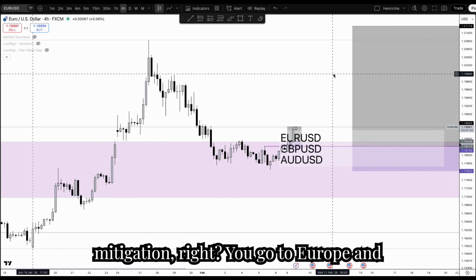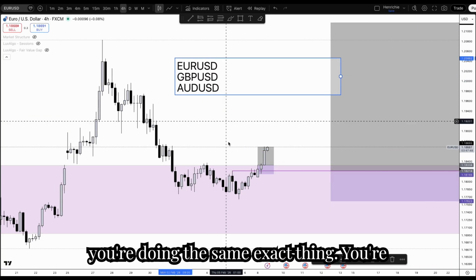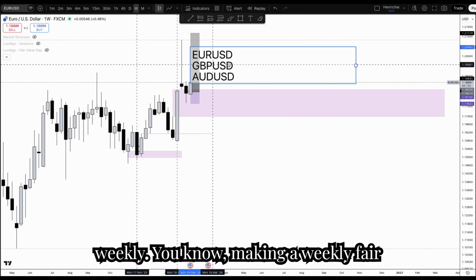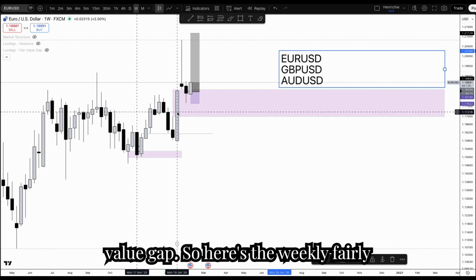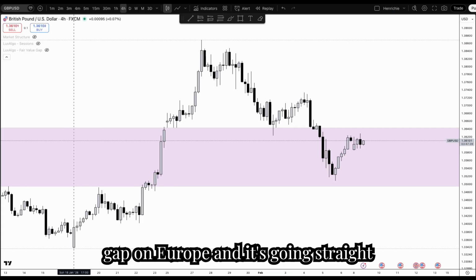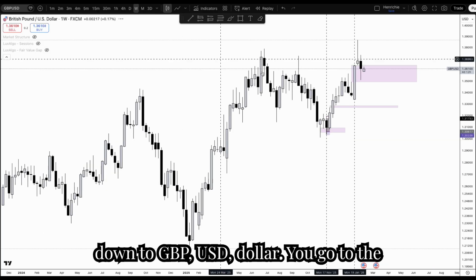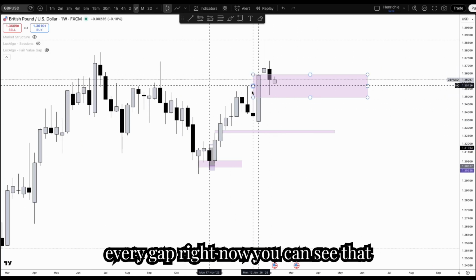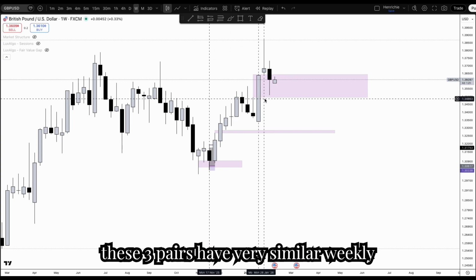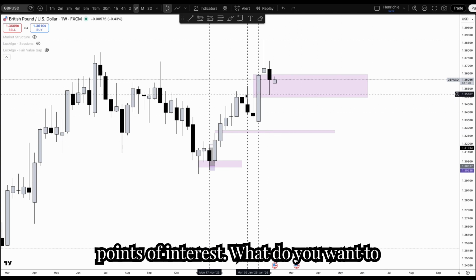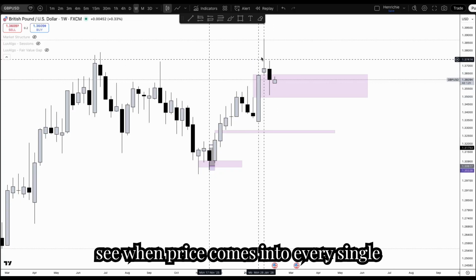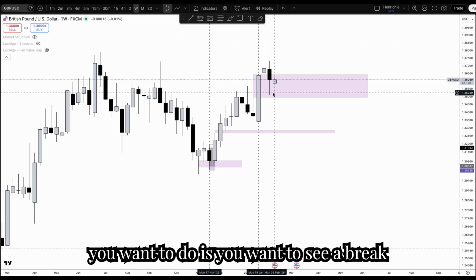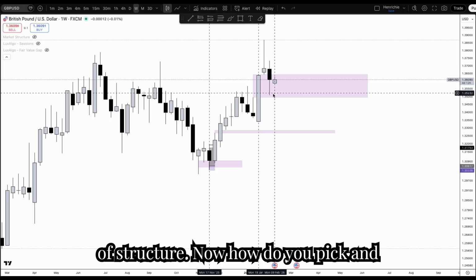You go to Euro and you're doing the same exact thing. You're looking at the weekly, and you're marking a weekly fair value gap as well. Here is the weekly fair value gap on Euro, and you go straight down to GBP US dollar. You go to the weekly and you're marking the weekly fair value gap, right? Now you can see that these three pairs have very similar weekly points of interest. What do you want to see? When price comes into every single one of these key levels, you want to see a break of structure.